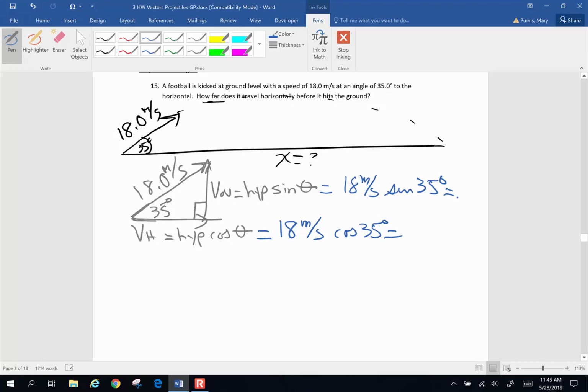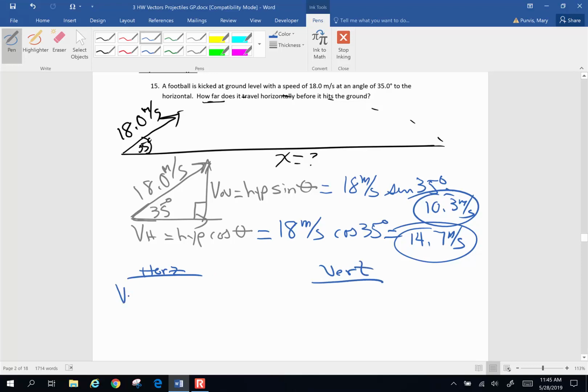I'm going to grab my calculator and do both of these. 35 sine times 18. This first one is 10.3 meters per second. The second one is 35 cosine times 18, and I got 14.7 meters per second. Okay, now that I have those, now it's just a straight projectile problem. I'm going to have my horizontal stuff and my vertical stuff.